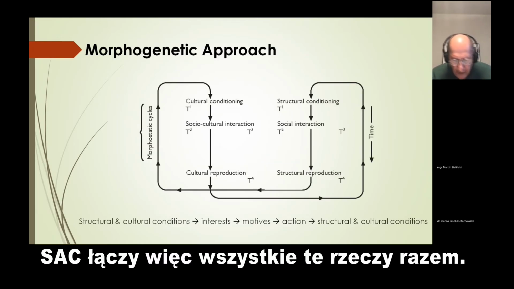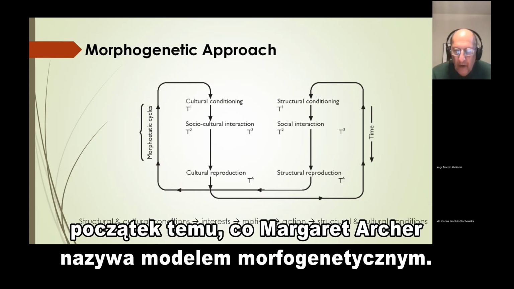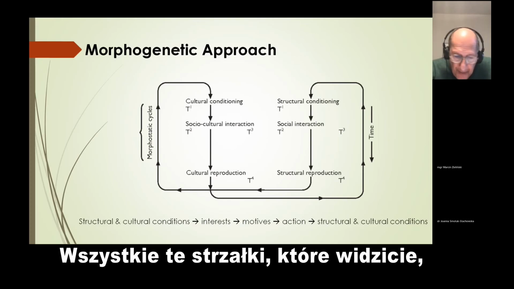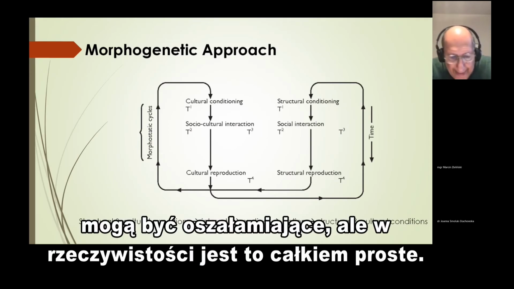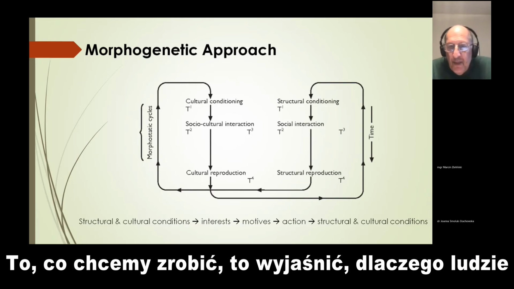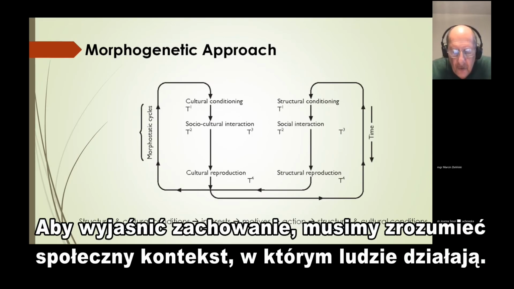So SAC puts all of these things together, structure, action, and culture, and gives rise to what Margaret Archer calls the morphogenetic model. Okay, all the arrows you see there can be bewildering, but it actually is quite simple. Look at the bottom of the slide. What we want to do is explain why people behave the way they do. To explain behavior, we need to understand the social context in which people act.